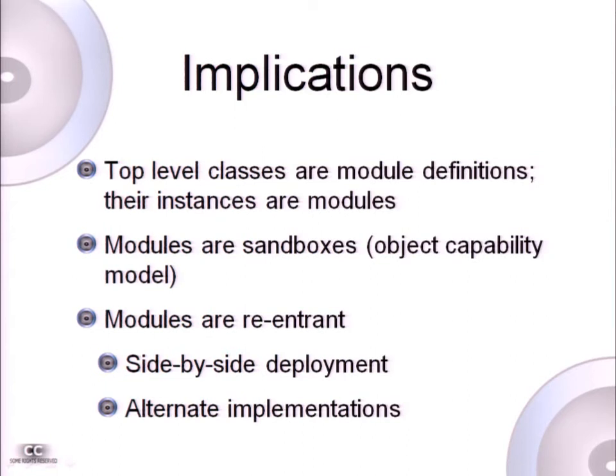These modules are reentrant. They can't interfere with each other because there's no static state. Each object has its own state, unless you go to some trouble and pass them shared objects so that they can mess with each other. But it makes it very easy to do things like side-by-side deployment of multiple copies of the same library, or multiple different implementations of the same library. You can handle those polymorphically just as you can with instances of individual classes in a conventional language.